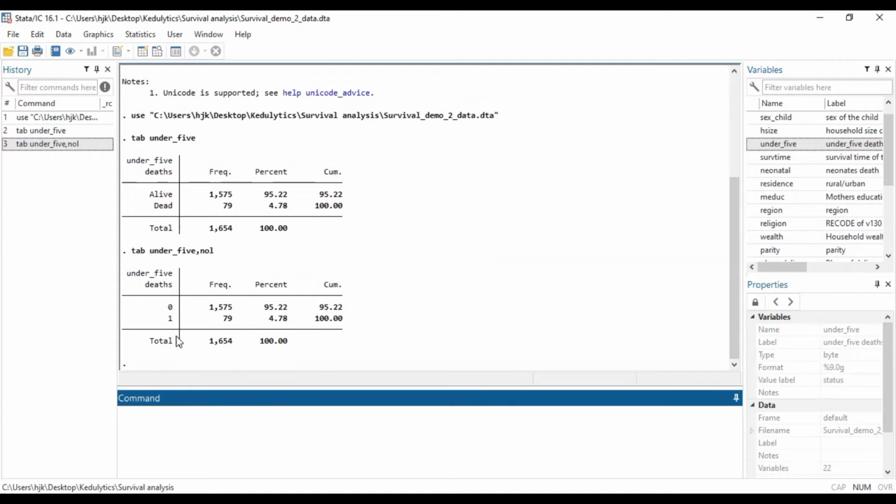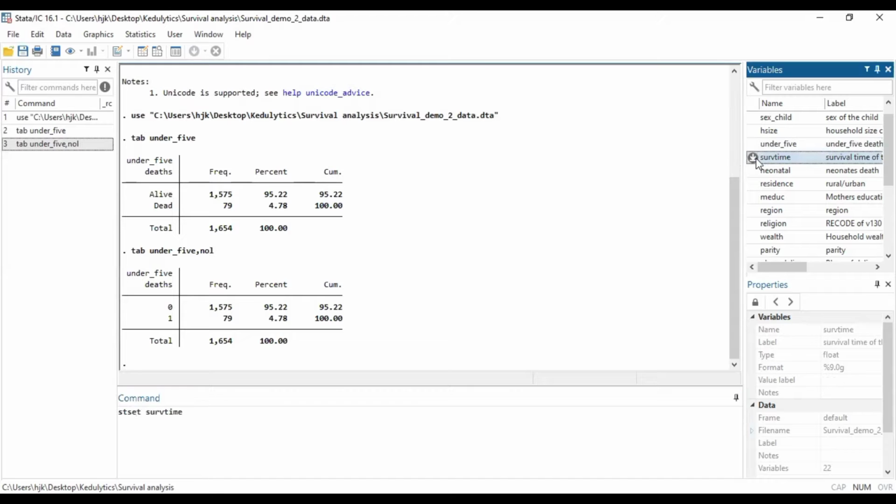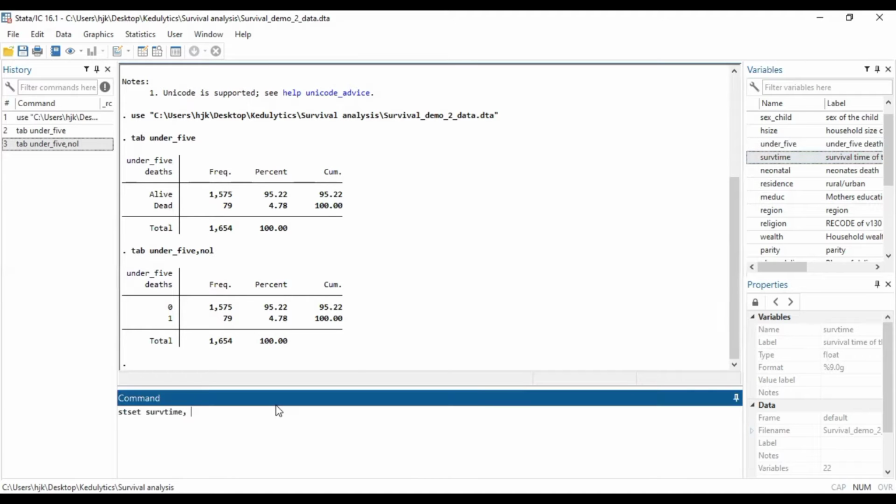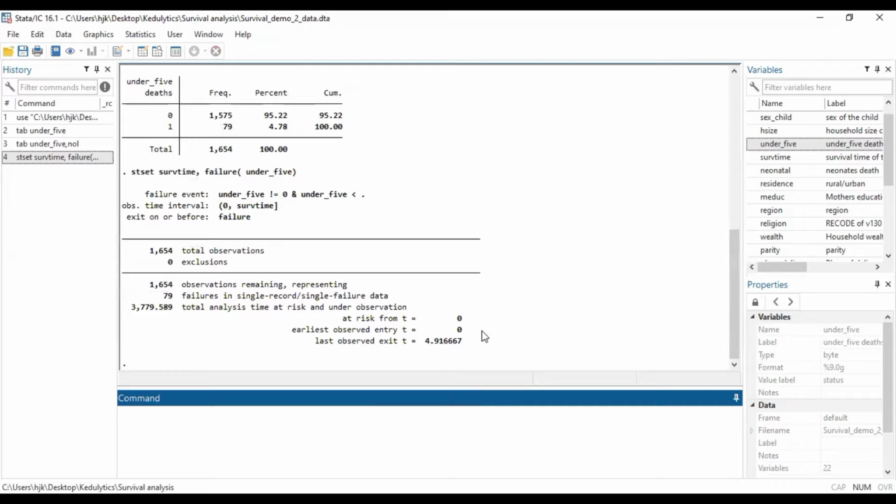As we can see, 1 is dead, and so our event of interest is dead. For us to be able to run survival analysis, we have to set the data into that mode, and to do that, we use stset. We are going to use the survival time, which is a variable in our data set, as our survival time, and then the failure, which is the event of interest, would be 1, which is under-5 mortality. So with this, it is set to run.